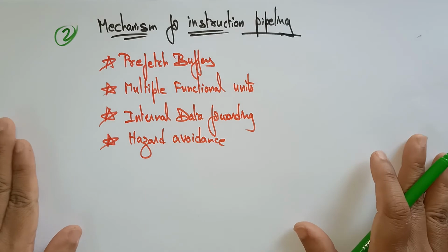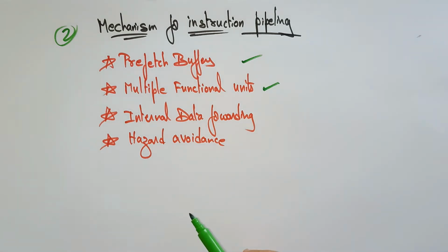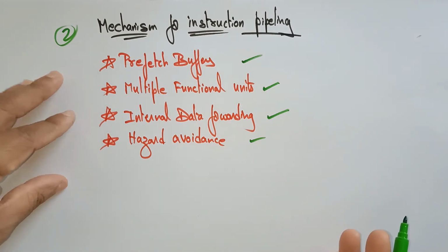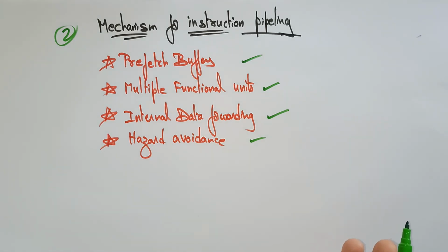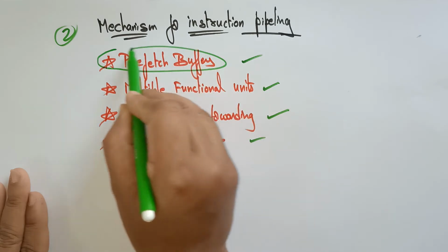The mechanisms for instruction pipeline processor are prefetch buffers, multiple functional units, internal data forwarding, and hazard avoidance. So these are the 4 different types of mechanisms for instruction pipelining. These 4 will be used. Why are we using these 4? Because to improve the pipeline processor performance. That is our main motto, that is what I said. Okay, so let's discuss one by one. First, we will see about prefetch buffers.